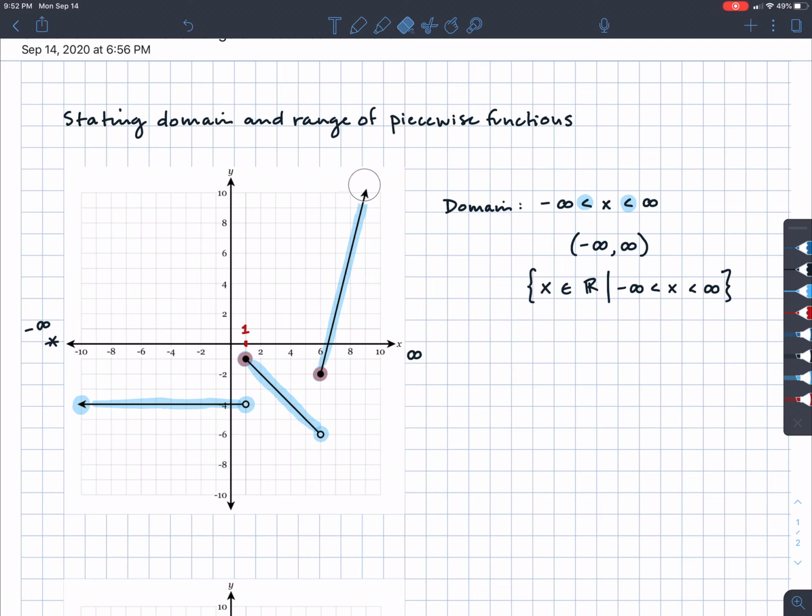All right, let's erase and talk about our range. So now when we talk about range, we're looking vertically. So down here we have negative infinity, up here we have positive infinity. One thing I notice is that the lowest y value that I have is actually at negative 6.